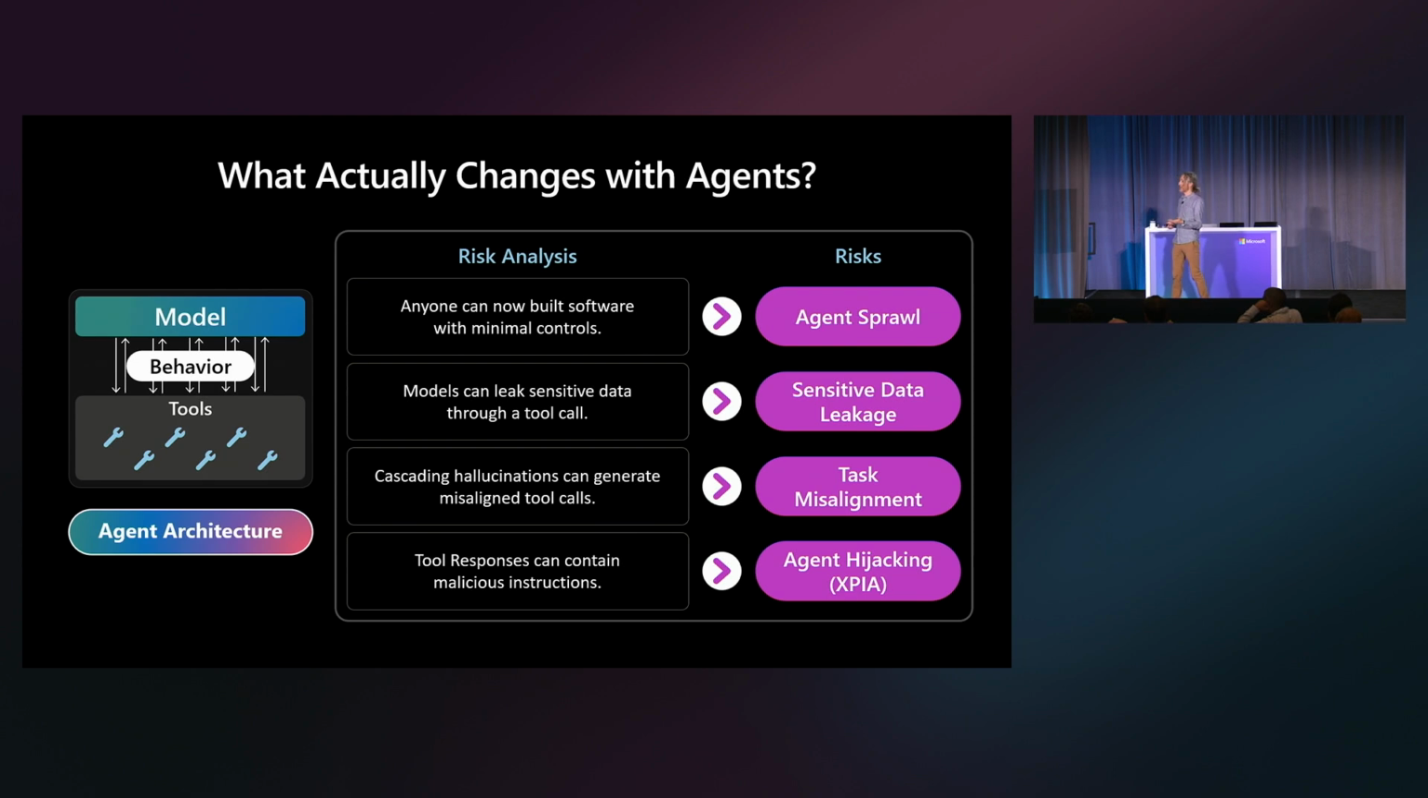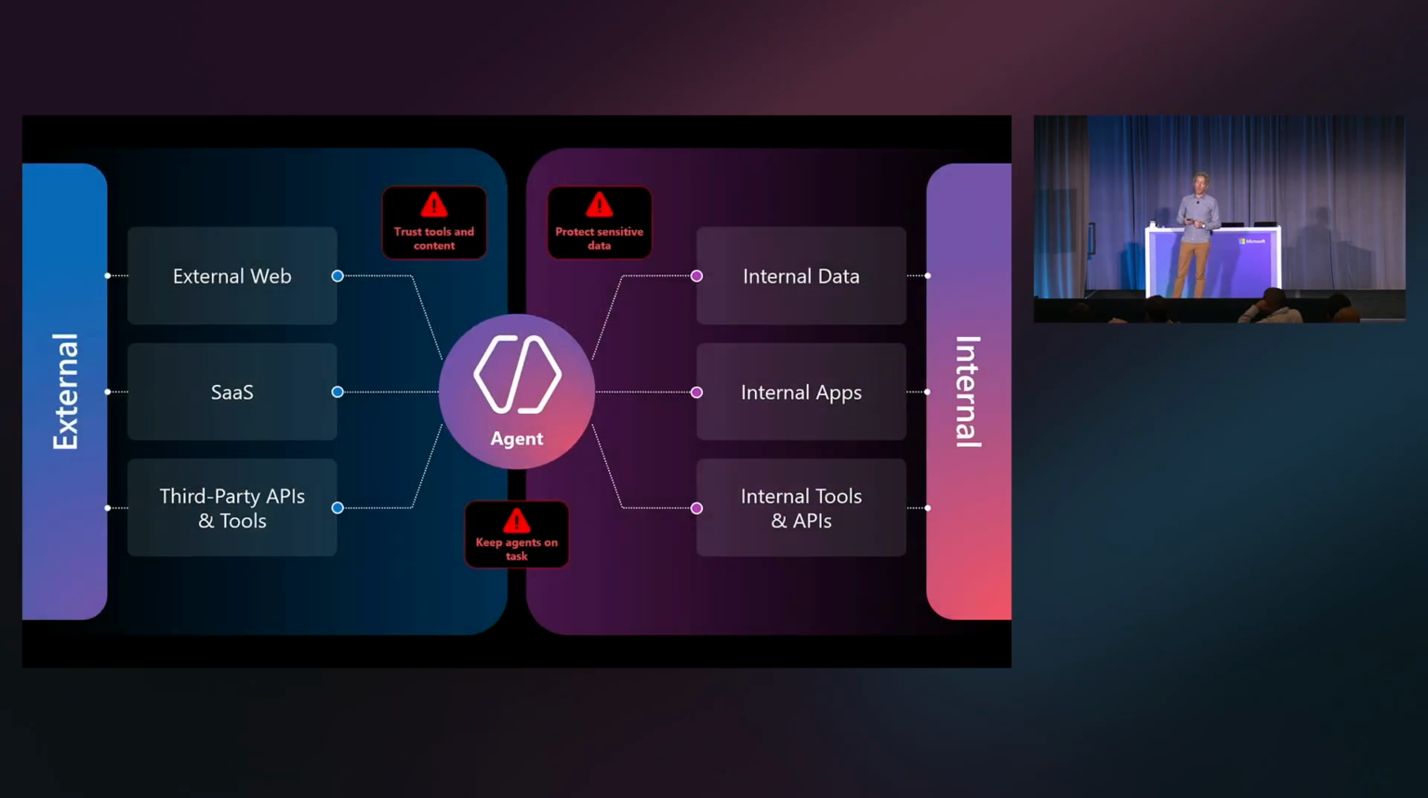And so owing to this massive shift, we have a new class of agent-specific security risks. Neta touched on many of them, that developers are certainly very cognizant of: agent sprawl, sensitive data leakage, task misalignment, agent hijacking. And at the heart of these risks is the fact that agents sit at this boundary between your internal data and apps and the external world of contents, tools, APIs, et cetera.